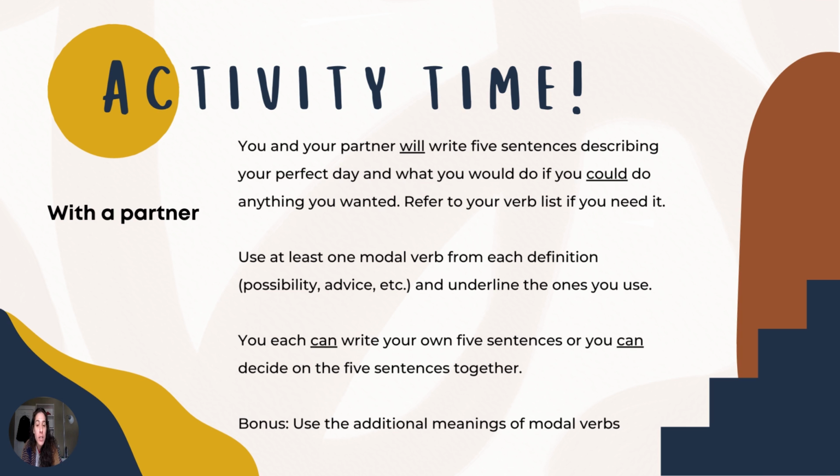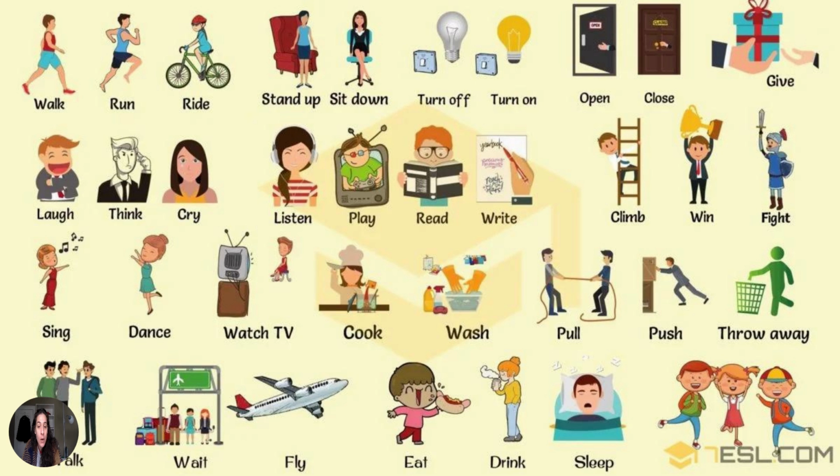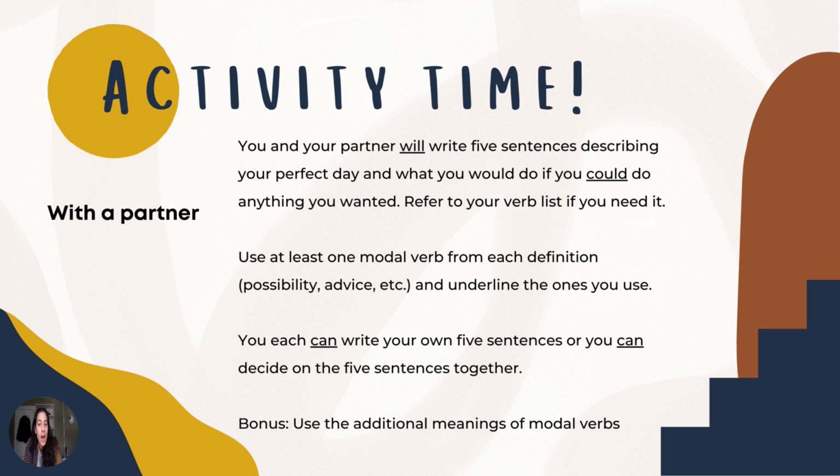So you are going to use the verb list that we worked through prior. If you don't want to use this, you don't have to, but it is there if you would like to. And the other thing to consider is it's up to you. If you and your partner want to work on one set of 5 sentences, you can. If you want to do 5 sentences and your partner wants to do 5 sentences, you can.